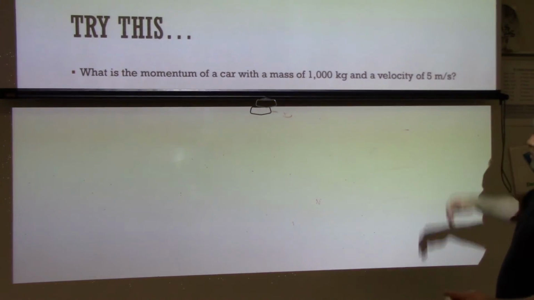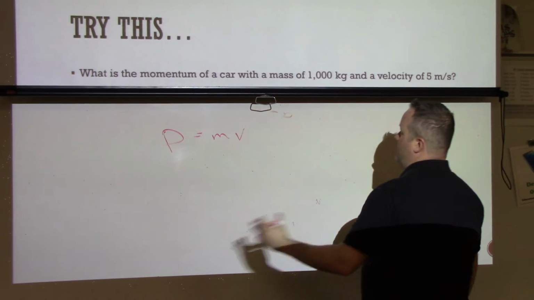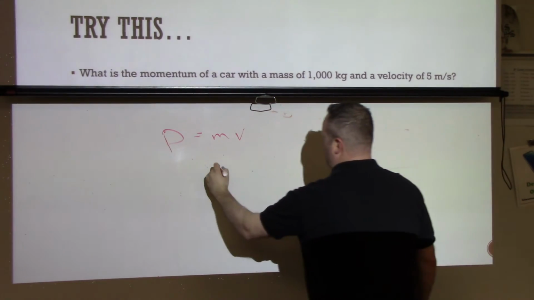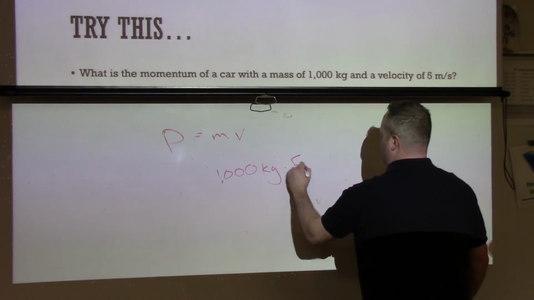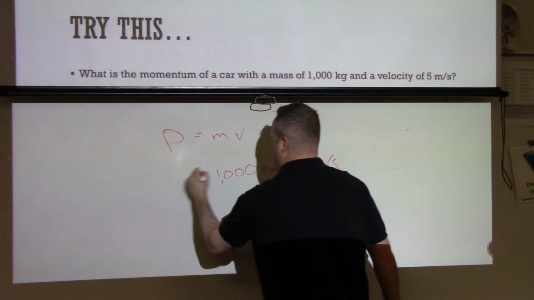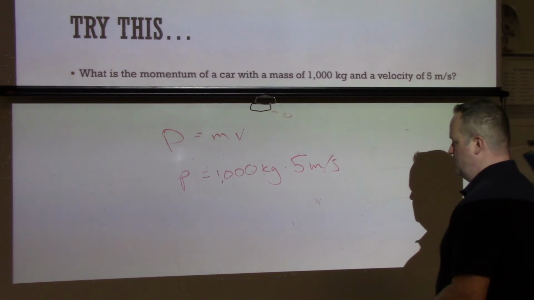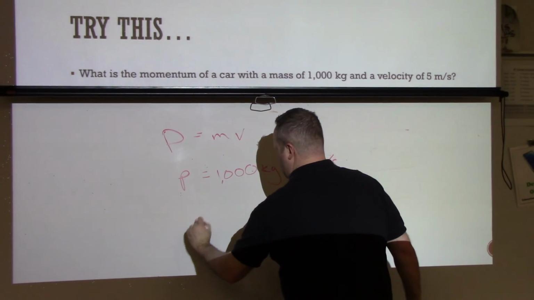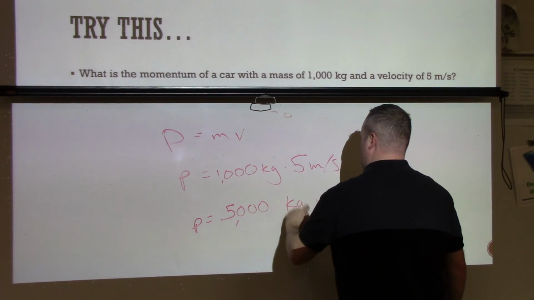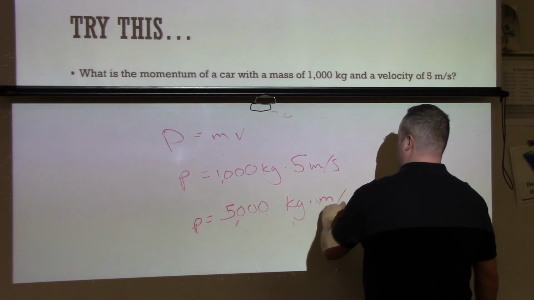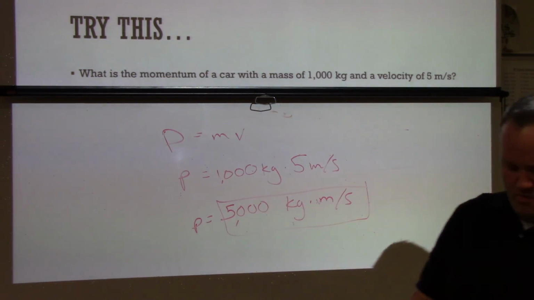Just looking at how we would solve this, I always start by writing down the formula, and then I plug the numbers into the formula. So my mass is 1,000 kilograms. My velocity is 5 meters per second. And that's going to equal P, which is momentum. All the other letters were taken. All right? So 5 times 1,000 gives us a momentum of 5,000 kilograms times meters per second. And there you go. That's how you solve for momentum.